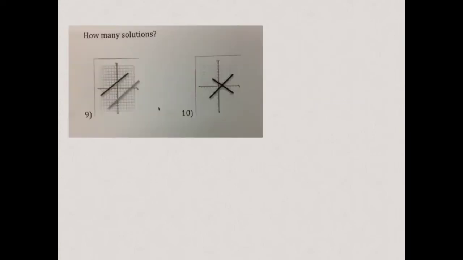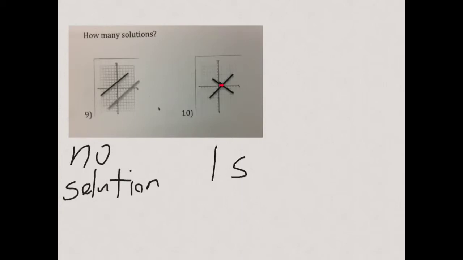Now, right here, how many solutions does this have? Well, if I ask myself these questions, it'll help me to answer this. How many times do the lines intersect? If they do not, if they're parallel, will they ever intersect? No. So, no solution. So no intersection, no solution. If they intersect one time, let me get red right here, because they have one point where they cross. One intersection or one intersecting point, one solution.